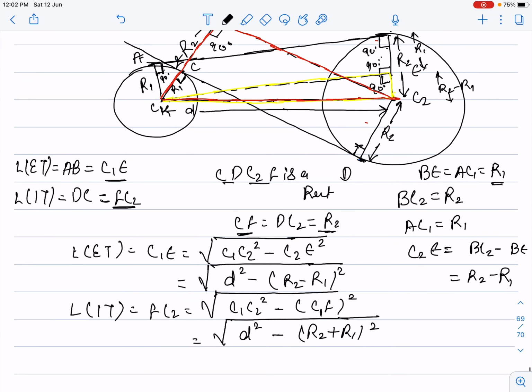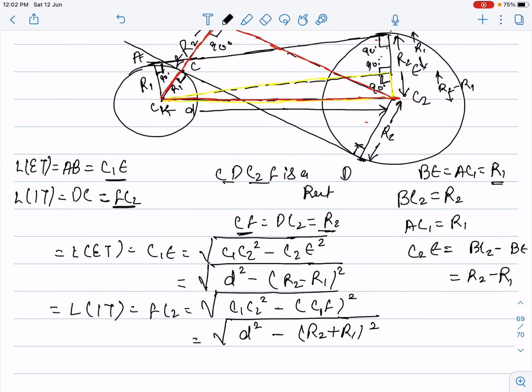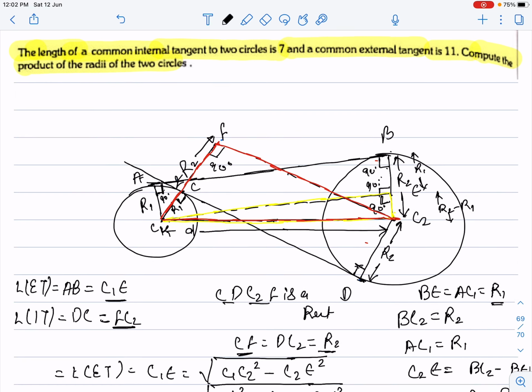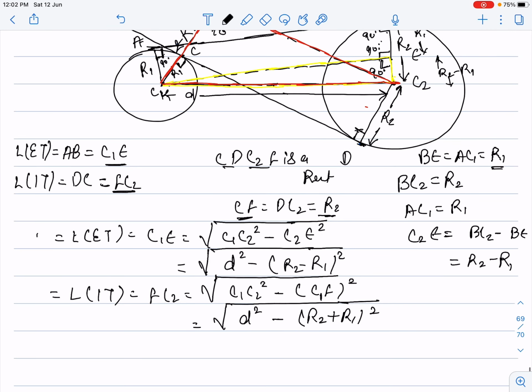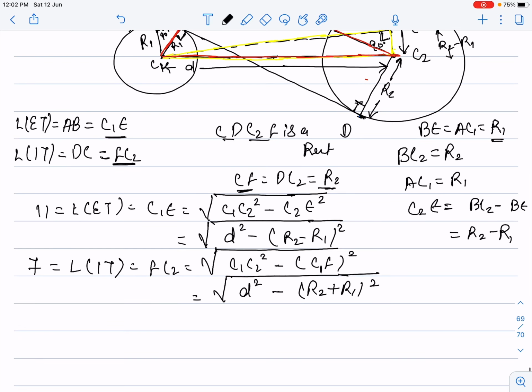Now guys, we know the value of external tangent's length and value of internal tangent's length. External tangent is how much long given to you? Internal tangent is 7 and external tangent is 11. So 11 should be written by us over here and 7 should be written by us over here. Now let's proceed further and see the next thing.